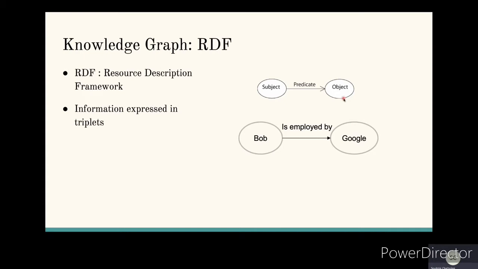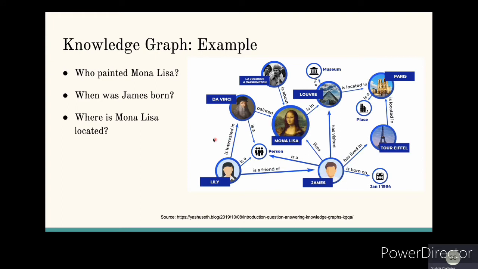So let us take an example. This is the same knowledge graph that we had shown in the first slide. So if we want to query who painted Mona Lisa, we can see there's an adjacent node with a relation painted to Mona Lisa, and this node has the label Da Vinci. So it can be easily assessed that Da Vinci painted Mona Lisa. Similarly, we can query when was James born, and we can see on the node James there is a relation is born on 1st of January 1984. So it's easy to understand that James was born on this date.